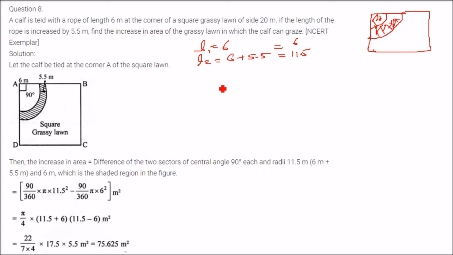So let us find out the area of the bigger quadrant, which is of course theta by 360, 90 by 360 into pi r square. That is 1 by 4 pi r square. So 1 by 4 pi.